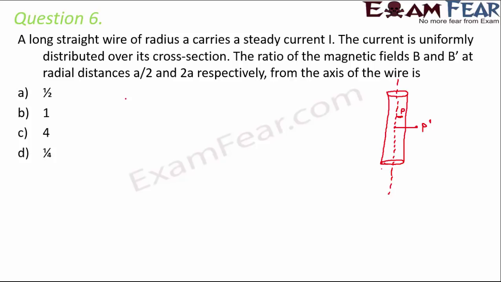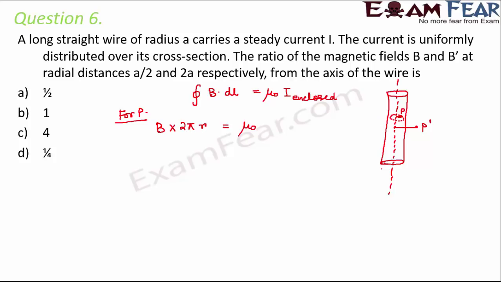Here we will make use of Ampere's circuital law. So what is Ampere's circuital law? It states that the integral of B dot dl is equal to mu naught times the total current enclosed by the Amperian loop. So let us first consider point P. For point P, the Amperian loop would be somewhat like this. The magnetic field will be B into dl, where dl is nothing but this circumference, which is equal to 2 pi r. This is equal to mu naught into I enclosed.